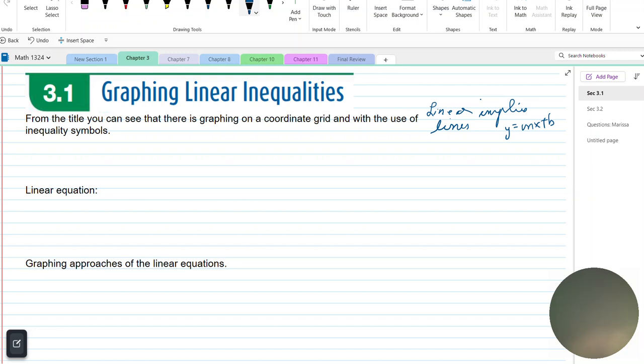So what will we be doing? Number one, we'll graph the linear equation, and we'll talk about the methods in a minute. Equations, because it's more than one, it's like a system, with appropriate solid or dashed line.